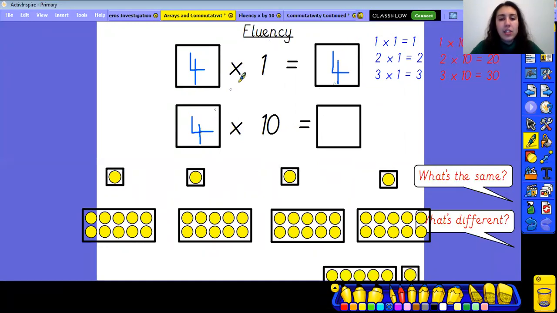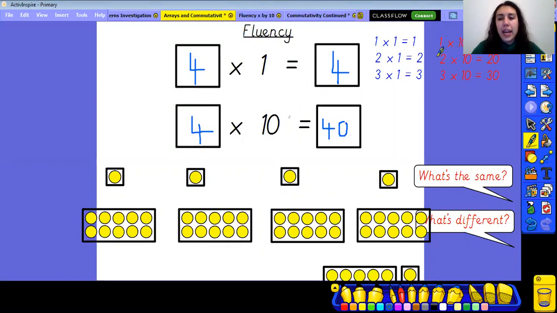But if I then change my groups of 1 into groups of 10 and I start to multiply by 10, I've got 4 groups of 10. So that means I've got my 4 groups and I need to skip count in my 10s. So 10, 20, 30, 40. Lovely. So I'm going to leave that on there.